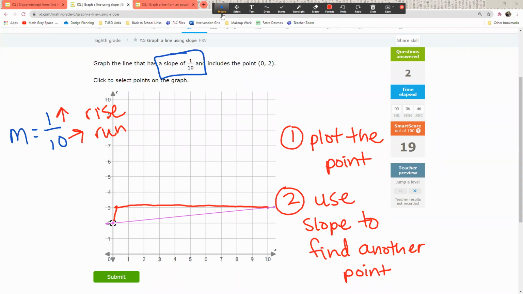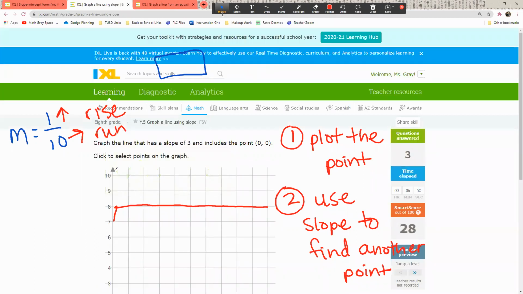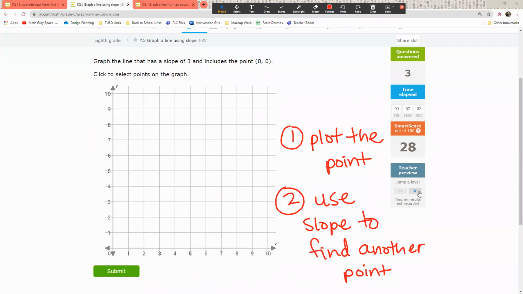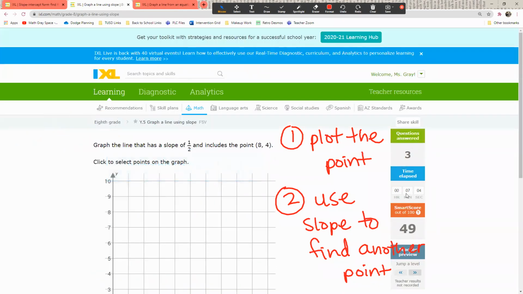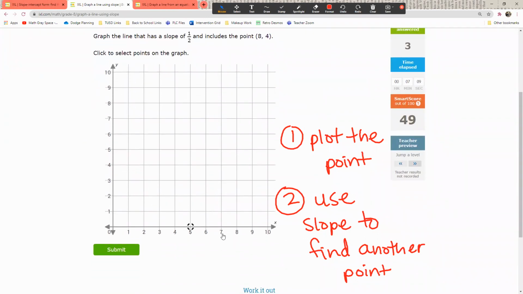I think that's pretty straightforward. I don't think it gets much more difficult than that. Let's get rid of some of that stuff I just wrote down. Let's leap forward in level and see what happens. So yeah, even leaping forward in the level doesn't really change it. So now it's the point 8, 4. So I'm going to go over 8 and up 4. And then my slope here is 1 over 2. So up 1 over 2. Or down 1 backwards 2.